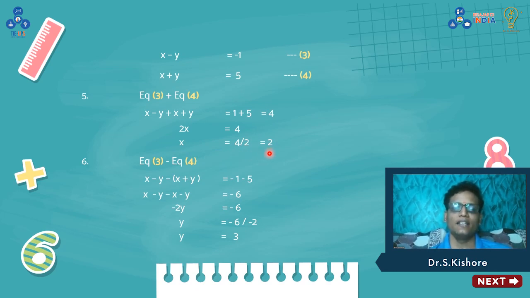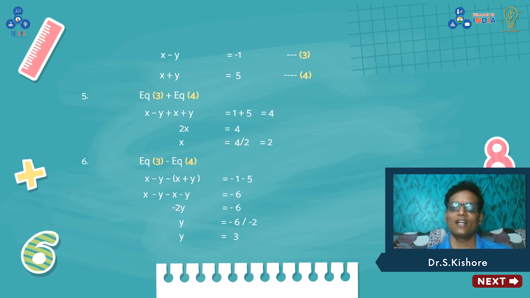Now I am subtracting these two. x minus y minus of x plus y. Minus x cancels. Minus 2y. Minus 1 minus 5, minus 6. Minus cancels. And 2 goes 3 times in this. So y equal to 3. Within 2 minutes I have solved: x equal to 2, y equal to 3.